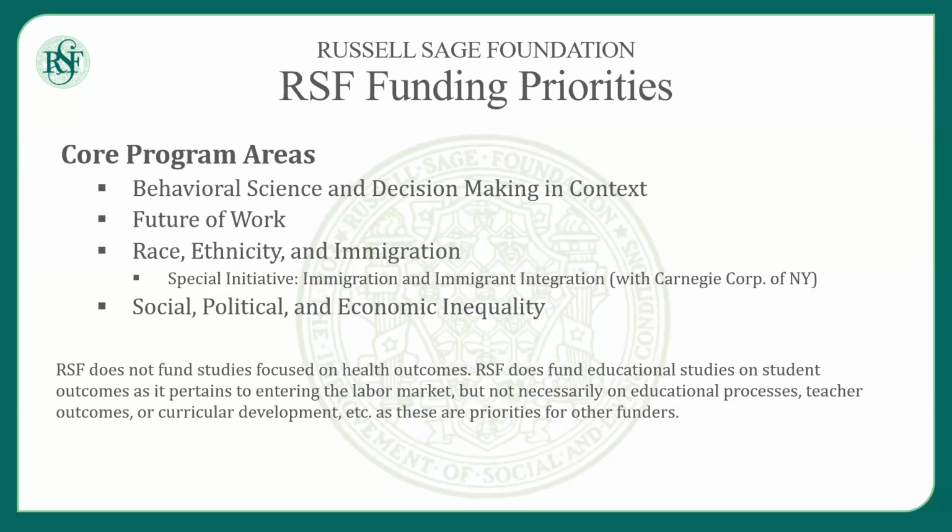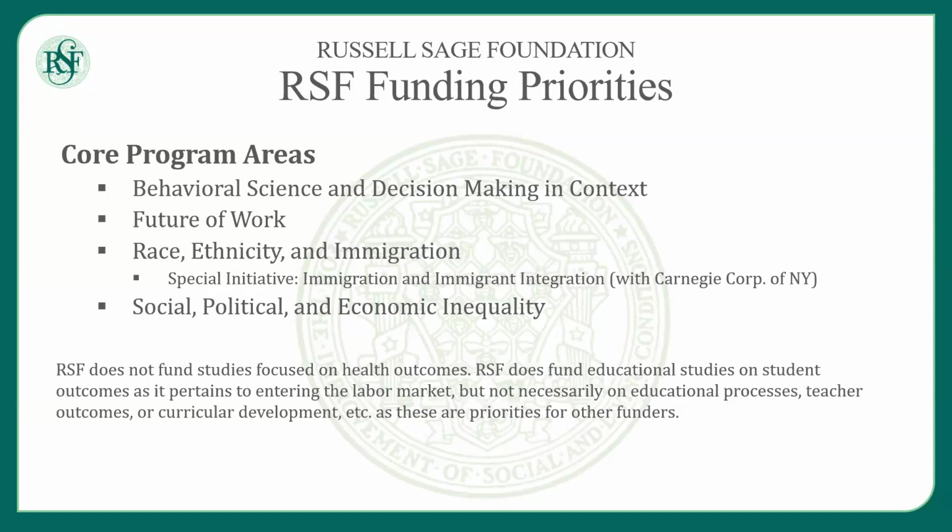I will say that each of our core program areas has a section on our website where we talk about the funding priorities of each of those program areas. We call that an RFP, or a request for proposals. There we have examples of research questions that we are interested in each of those program areas. So it's a good idea, if you have an idea of the type of research question you're asking, to go see which of those programs it fits best in.